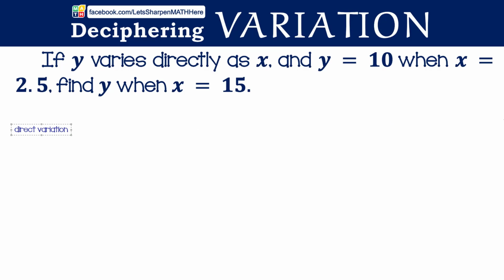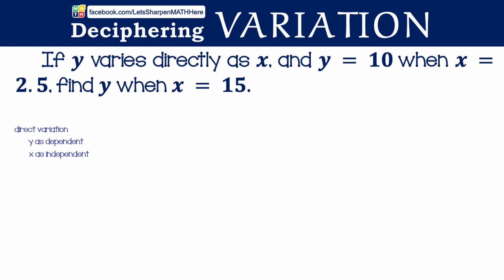Why? Look at the statement. If y varies directly as x, we are sure of that. And since, again, there are no real-life representations for the variables, we can still say that variable y is your dependent variable, and that would be x as our independent variable.